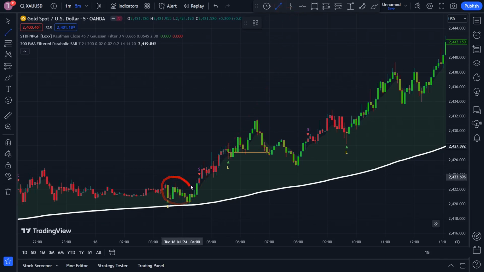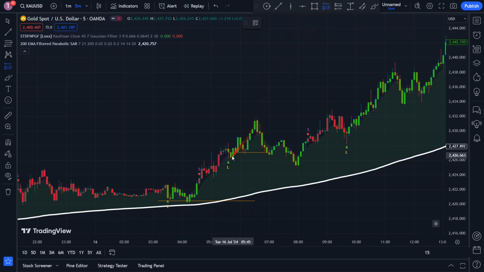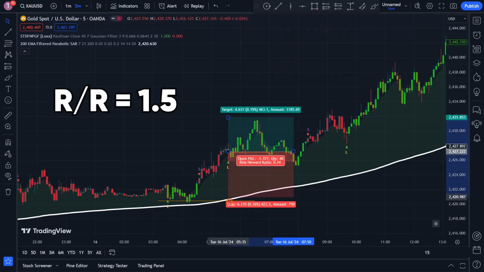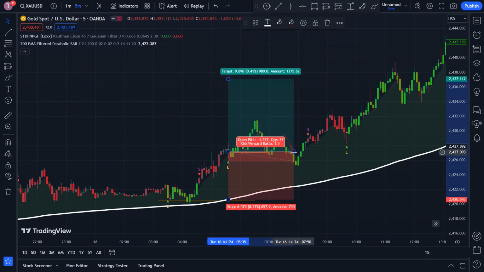Now we need to choose a stop loss for the trade. For this, we just need to find the last swing low and place our stop loss slightly below it. For take profit, we just need to consider a risk-to-reward ratio 1 to 1.5 and wait for the trade to close with a profit.